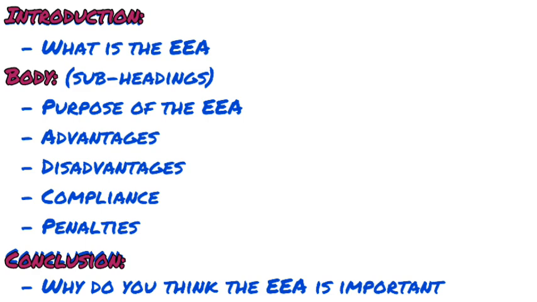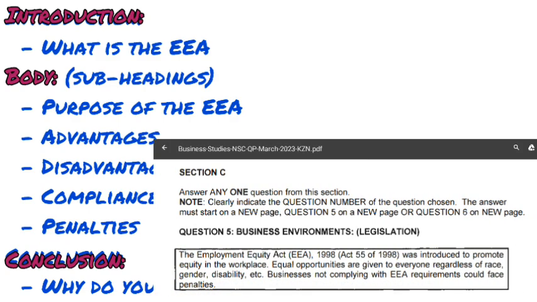The wording in the box, or the scenario they gave you in that box at the beginning of the question, basically describes to you what the Employment Equity Act is. I would just paraphrase that and have that be my introduction of my EEA. They said the Employment Equity Act was introduced to promote equity in the workplace. Equal opportunities are given to everyone regardless of race, gender, disability, etc. I would stop there.